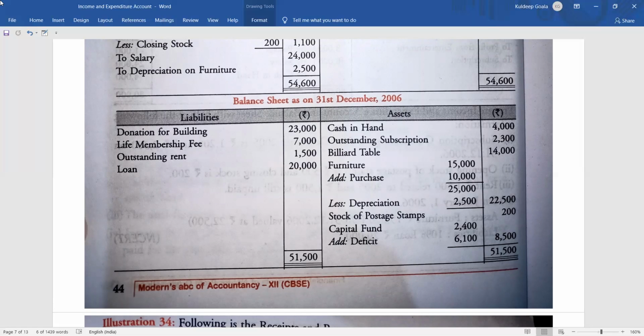So this is how you are going to solve the complete income expenditure account along with the opening balance sheet and the closing balance sheet. I hope all of you have understood. Please view the video completely and take a good note of it.